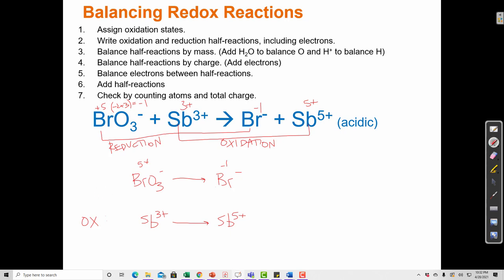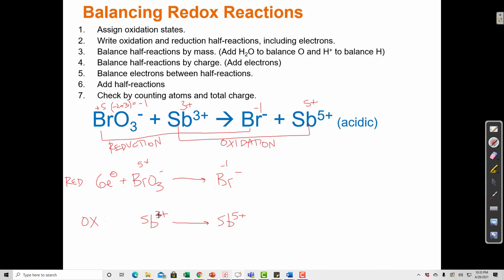Make some room over here. It decreased by 6. It went down by 5, and then it got to 0, right? And then it went down one more to get to negative 1. So the oxidation number of bromine decreased by 6. That requires 6 negatively charged electrons. And 6 negatively charged electrons will add to bromine and take bromine from 5 plus down to 1 minus. So I added 6 electrons to bromine.